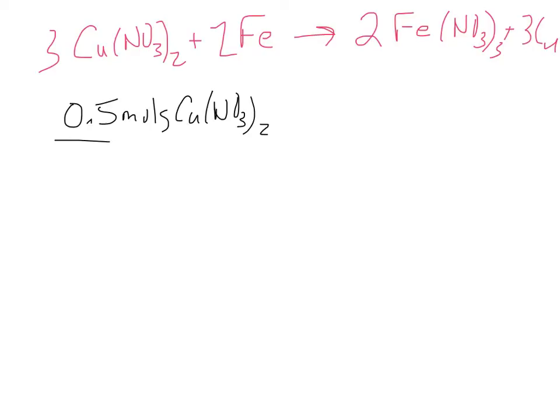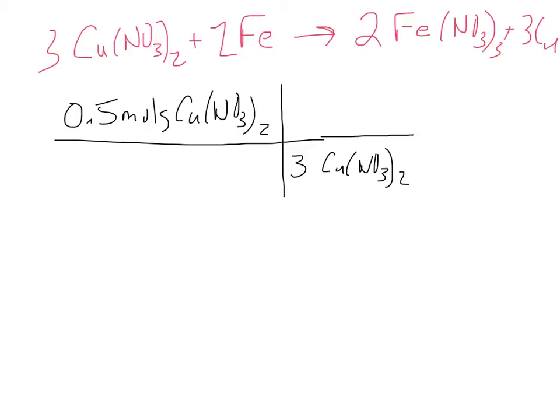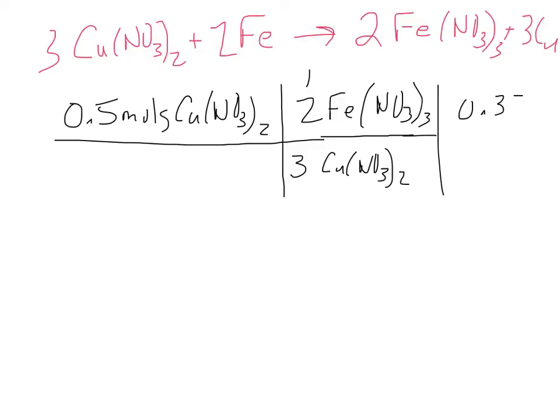And we need to figure out how many moles and then how many grams of our iron 3 nitrate we get. So once again I say, okay, this is 3 copper 2 nitrate and 2 iron 3 nitrates. Right off the bat, I take 0.5 times 2, which is 1. 1 divided by 3 is 0.33 moles of my iron 3 nitrate.